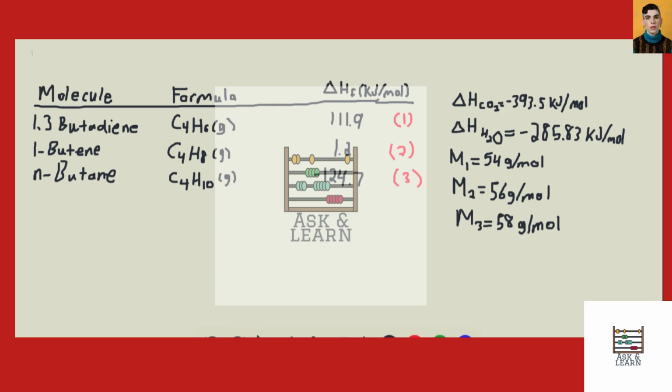All right, guys, we're doing problem number 114 in Chapter 5 of Chemistry Essential Science. For three hydrocarbons that contain four carbons, you see that chart here. You also see their standard enthalpy of formation. For each of these substances, they want us to calculate the molar enthalpy of combustion to CO2 and water.